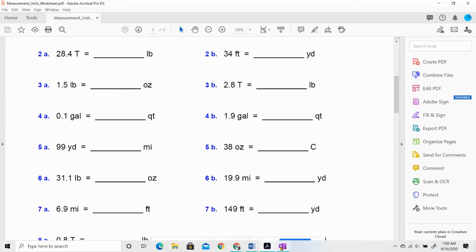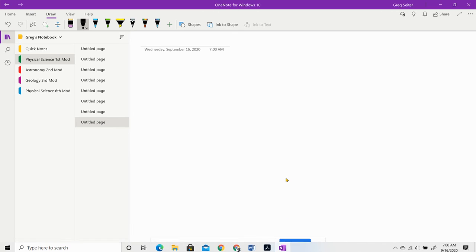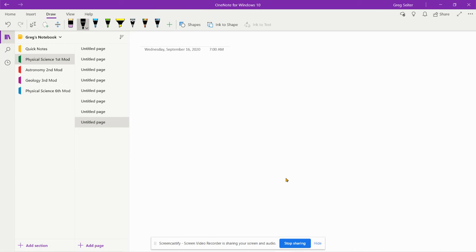1.9 gallons equals how many quarts? Well, let's check this out. We just need to know what our conversion is. 4 quarts equal 1 gallon.